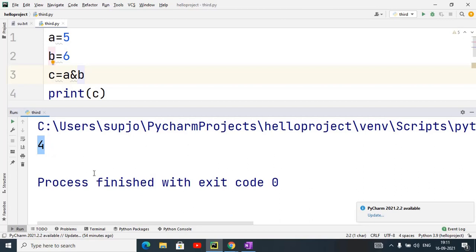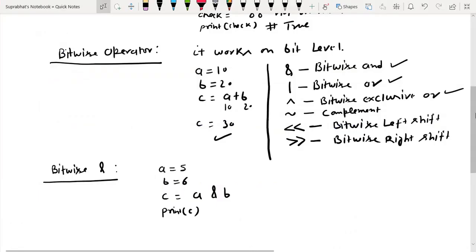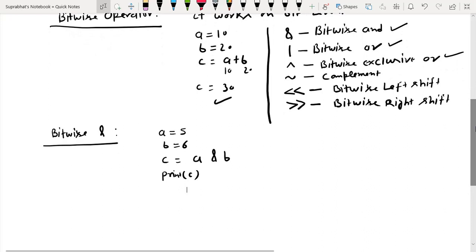Why 4? So understand the mechanism of this. I am explaining what is happening. As I told you, the bitwise operator works on bit level. So 5, normally in a computer we work on the decimal system.